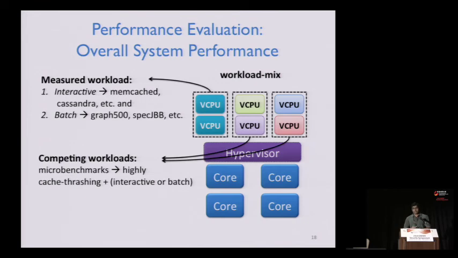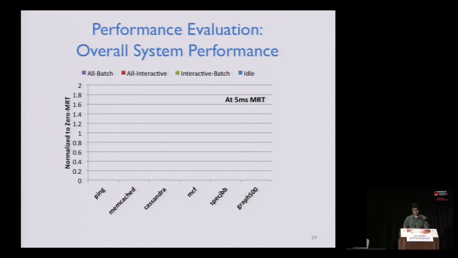And on the other vCPUs, we ran competing workloads, which are micro benchmarks that are the worst case competing workloads, like highly cache thrashing, interactive, and batch mix of workloads. For the result, we set the MRT value to 5 milliseconds, which is large enough, and we compared it with the performance of the 0 MRT case, which is our baseline.